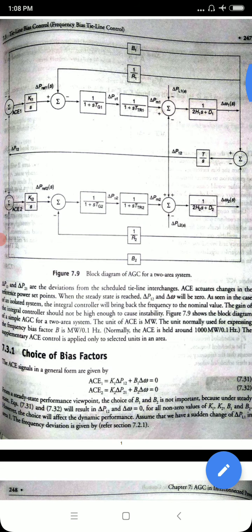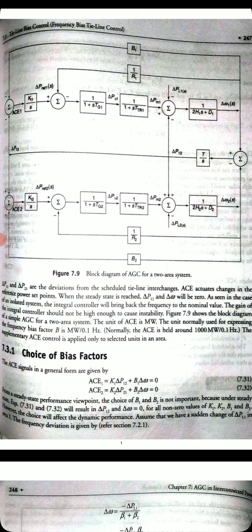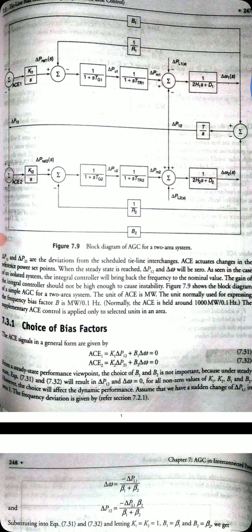Now we'll go for the choice of bias factors. ACE signals in a general form are given by ACE1 is equal to K1 delta P12 plus B1 delta omega, and ACE2 is equal to K2 delta P21 plus B2 delta omega. From the steady state performance viewpoint, the choice of B1 and B2 is not important, because under steady state it will result in delta P12 and delta omega being 0 for all non-zero values of K1, K2, B1, B2. However, the choice will affect the dynamic performance.